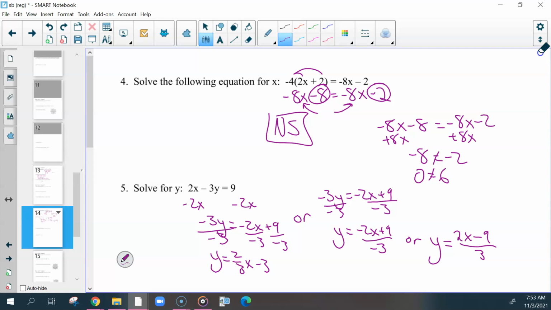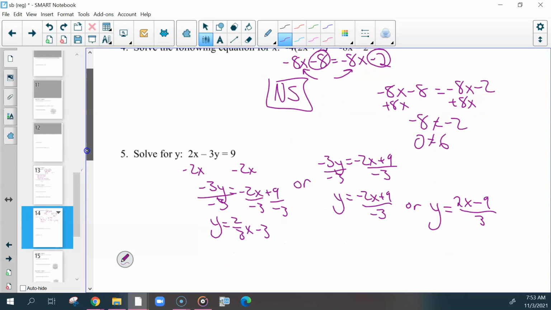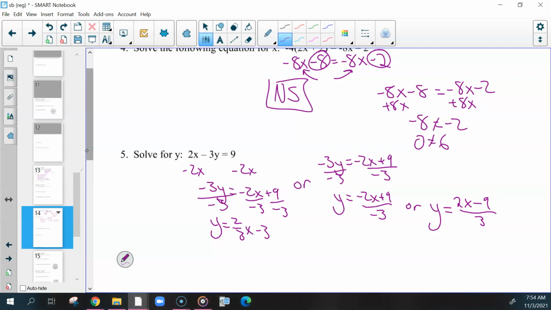For number 5, you needed to solve this equation for y. You could either subtract 2 from both sides and then solve for y like that, or you could have, and this is not up there, added 3y to both sides. You would have had to then subtract 9 and go through it like that. And then there were a couple different options for your final answer. If you divided each number separately, y equals 2/3 x minus 3 would be your answer.